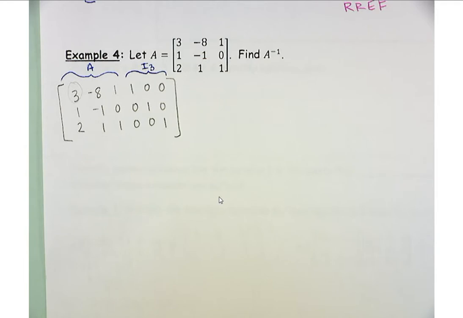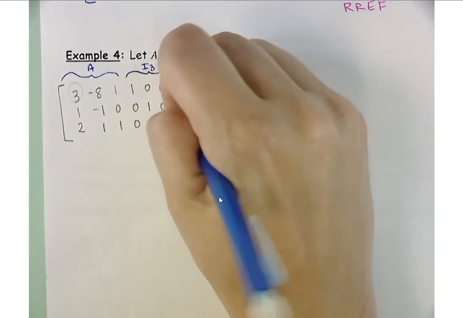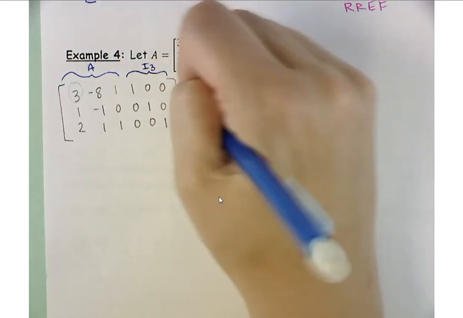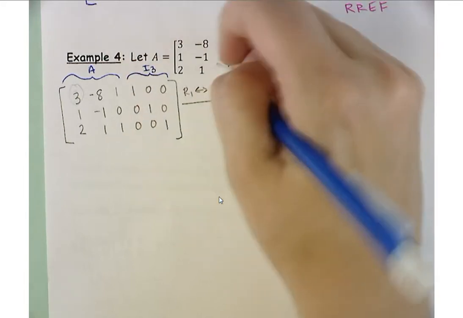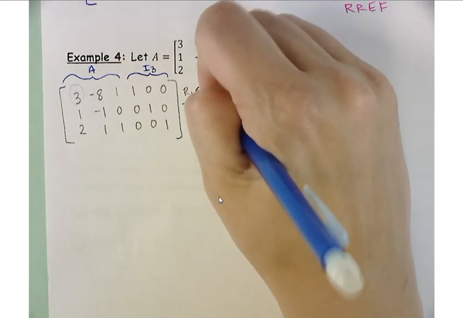What's a way I could get a 1 there? Multiply times 1/3. Okay, so I can multiply by 1/3. I could also switch row 2 and 1. Which one do you guys want to do? Why would switching be a little easier at this point? When you multiply by 1/3, what's going to happen? You're going to get fractions.